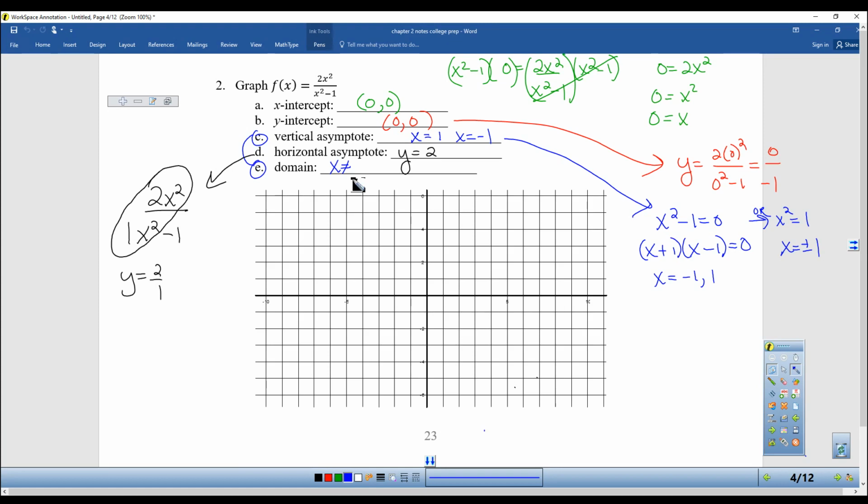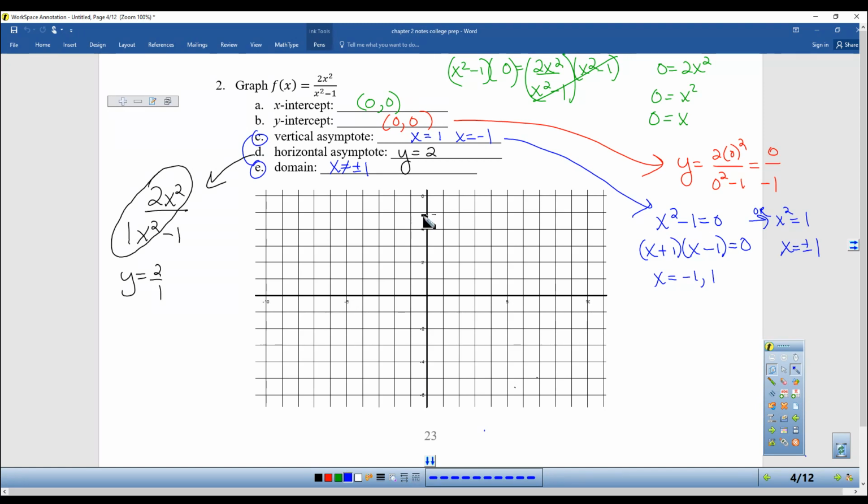What can't x be? Well, since there's a vertical asymptote at 1 and negative 1, x can't be plus or minus 1. On your quizzes and tests, these are each going to be worth a point, and then the graph will be worth 2 points. So you're getting a lot of points just for being able to fill in this chart. Okay, let's do our asymptotes first.